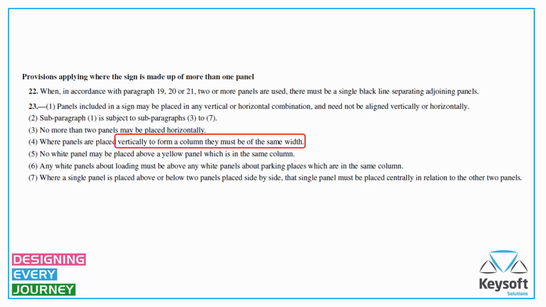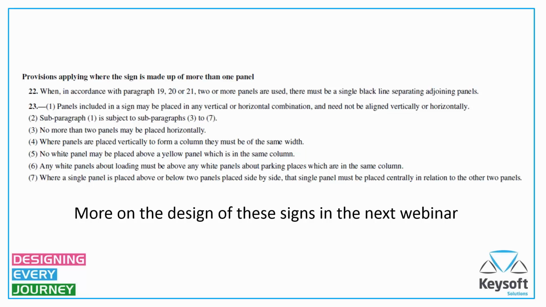There isn't, I believe, a provision for them not being the same height. And no white panel may be placed above a yellow panel which is in the same column. So just a couple of restrictions there about the layout of these kind of multi-panel signs. We think of them really as a series of signs that are joined together, but you can see that the terminology used there is all about panels.